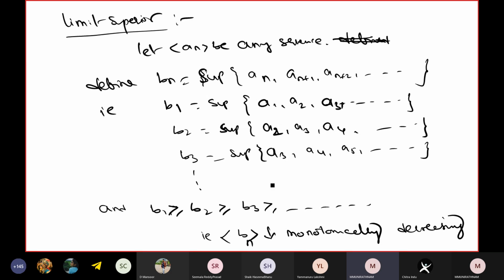So now I'm going to take the least of these upper bounds, that is, the infimum of B1, B2, B3, and so on. The least of these upper bounds is called the limit superior.